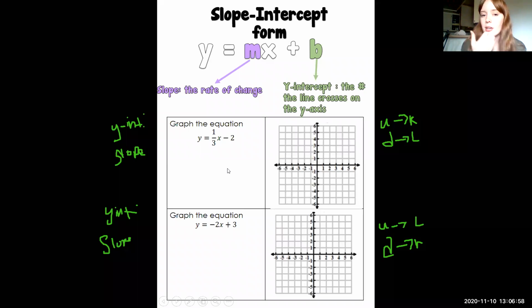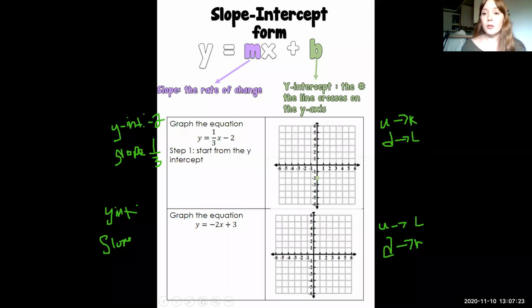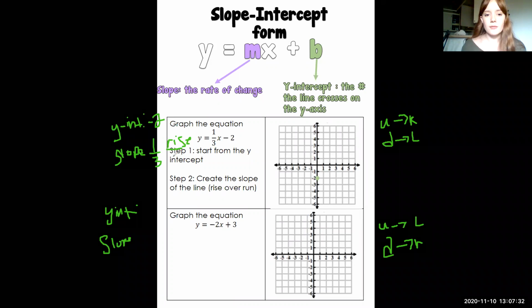All right, so we're going to graph the equation positive 1/3 x minus 2. So first we're going to find our y-intercept and our slope. So the first couple of questions. Our y-intercept is -2 and our slope is positive 1/3. So to start our graph, we're going to start from the y-intercept. So we're going to start at -2. Then we're going to follow the rise over the run. So that means we're going to rise 1 and run 3. Remember, positive slopes go up and to the right or down and to the left.